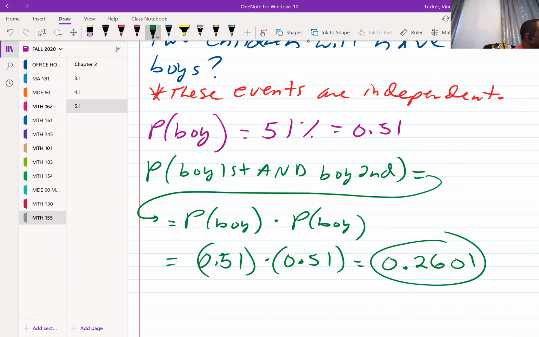And that's all they're saying: if you have probabilities that are independent of each other, or in other words, one thing has nothing to do with the other, or the chance of one occurring has nothing to do with the other, then all you do is multiply those probabilities together, and that would be the probability of both of those occurring.